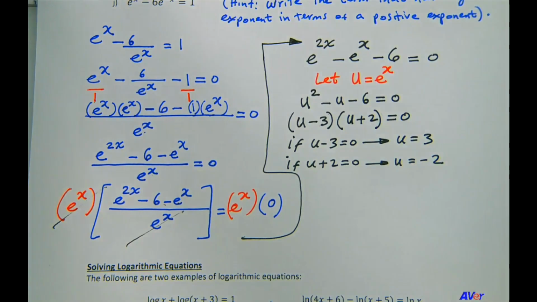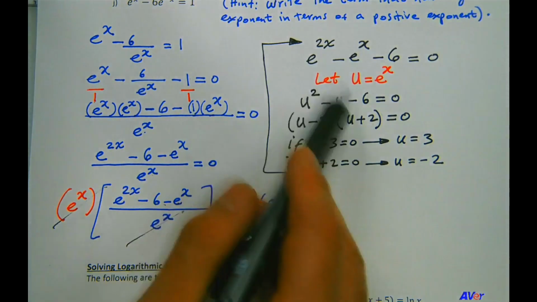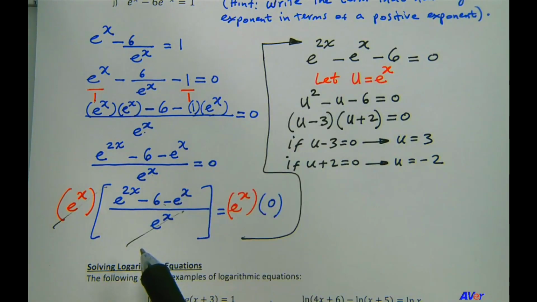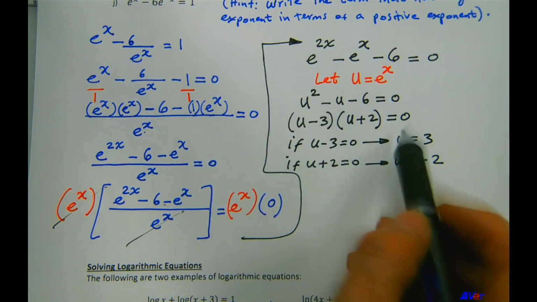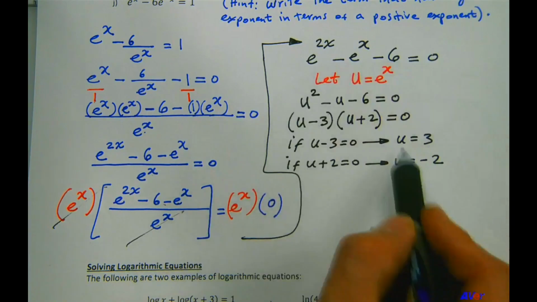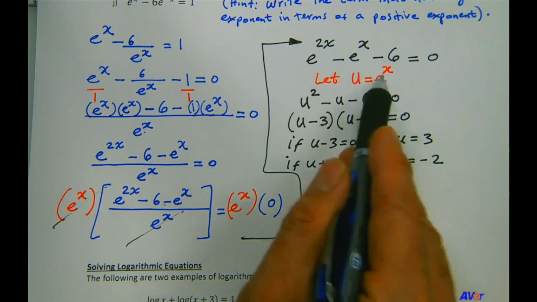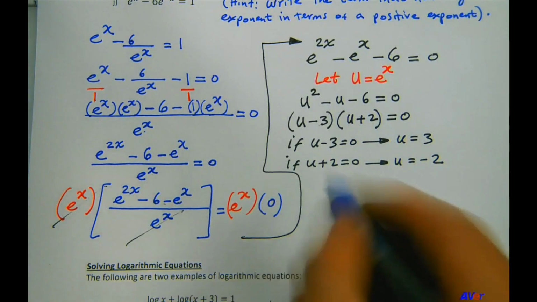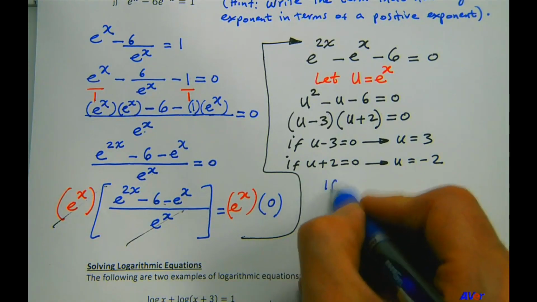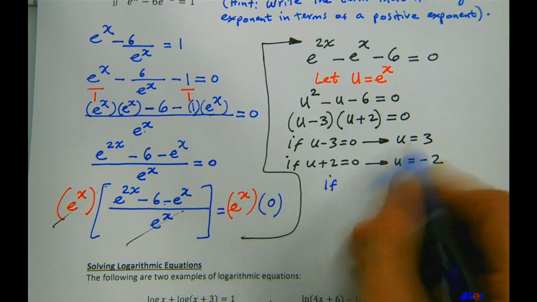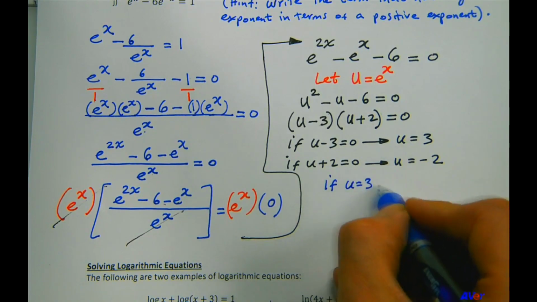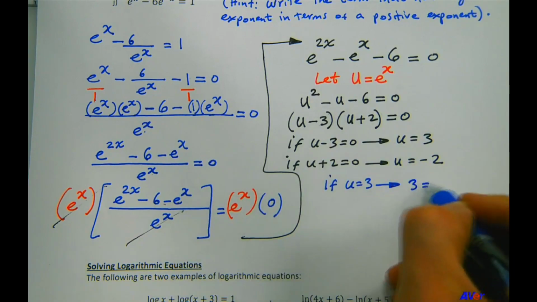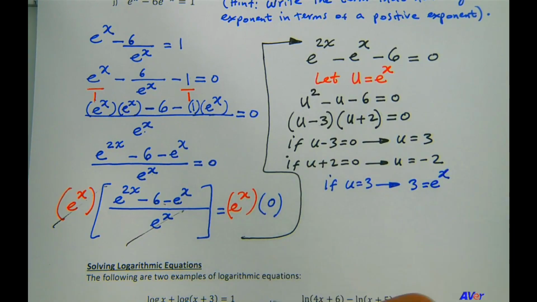Are we done? No, we just found u. We were solving for x, right? So we're not done. Let's use this with each u value to find x. If u equals 3, then 3 equals e to the x.